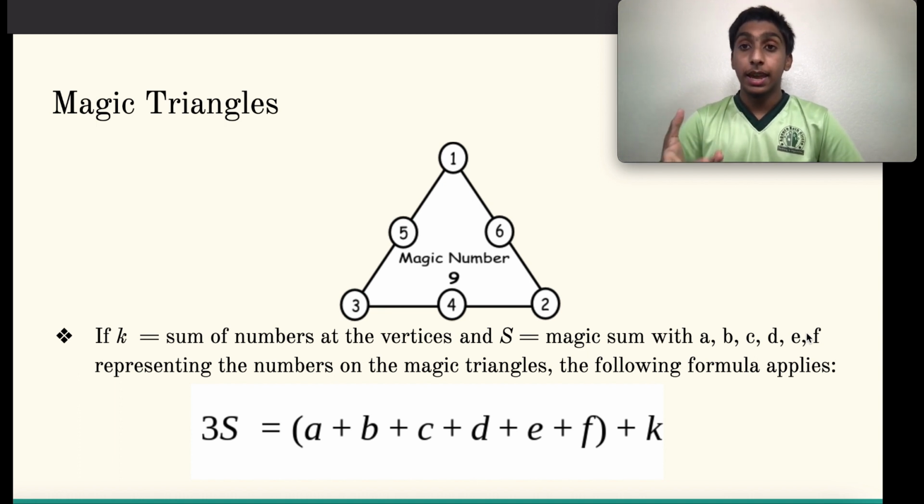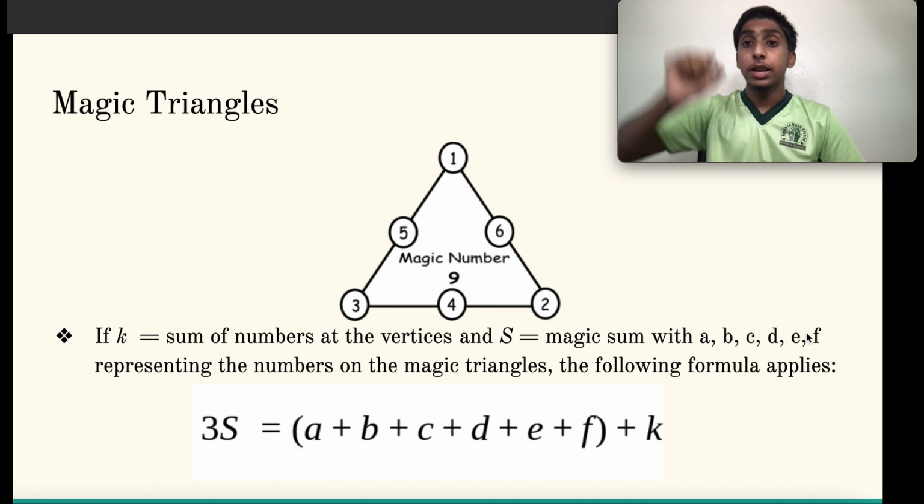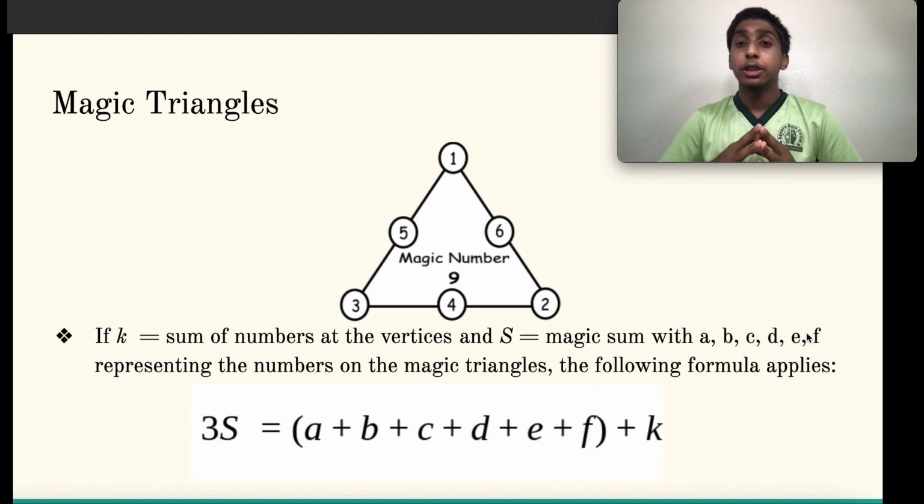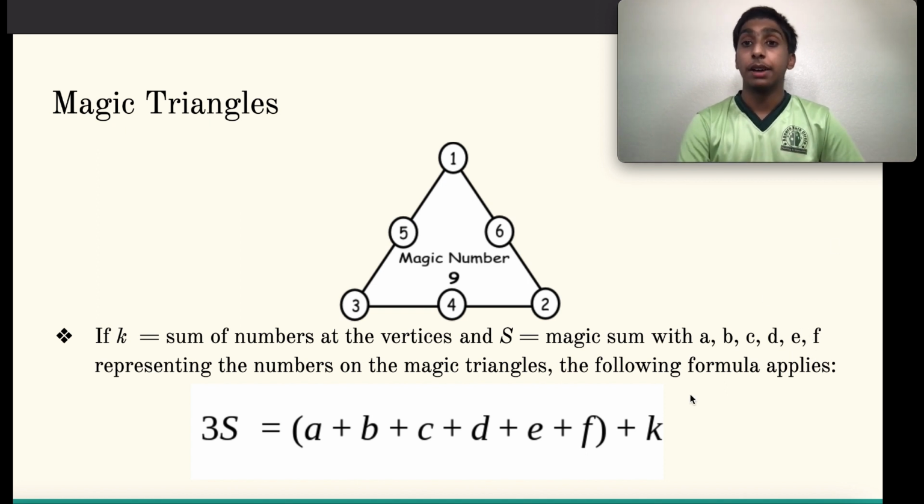So remember, we found that K was equal to the sum of vertices. So that's how we got this formula. Basically, if you add all the numbers on this magic triangle and add the sum of the vertices, you'll get 3 times the sum. This is a very handy formula. You'll often get magic triangle problems, and with this formula, if you have a sum, you can find some of the vertices. If you have the vertices, you can find the sum, and so on. So it's very useful. This is a very good formula to have in your toolkit.